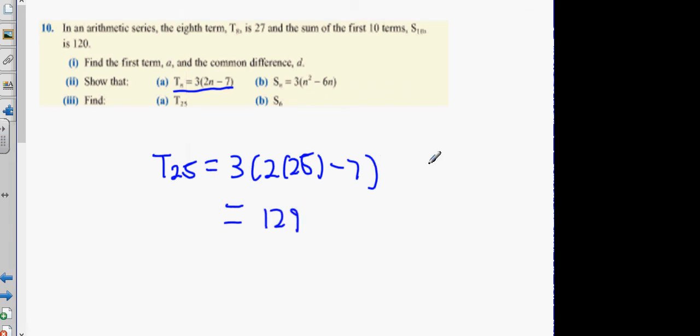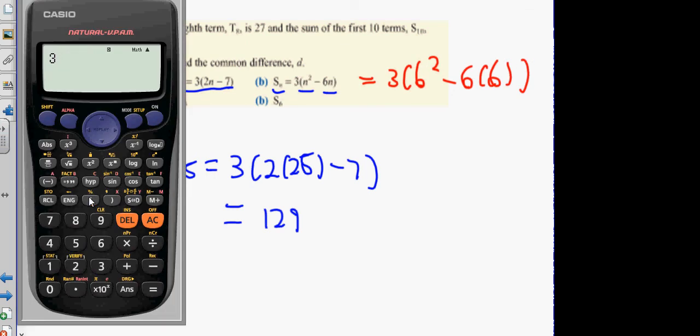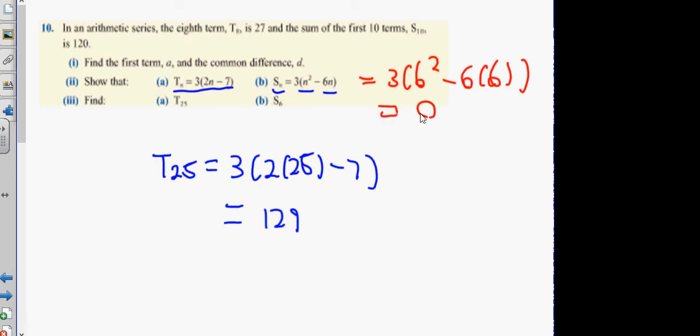The next one, for instance, is S6, okay? So replace n in Sn. Anywhere you see n, replace it with 6. And you'll get 3 times 6 squared minus 6 times 6. And if you put that into the calculator, 3 bracket 6 squared minus 6 bracket 6 close bracket, it's 0. So the answer here is 0. Okay, so that's question 10 done.